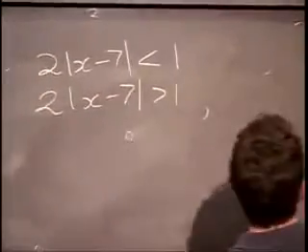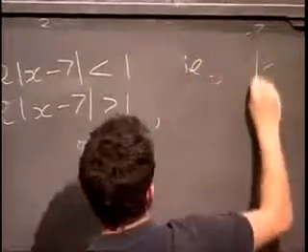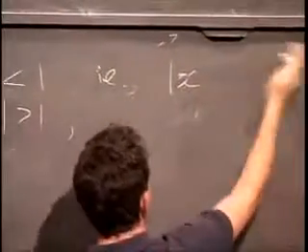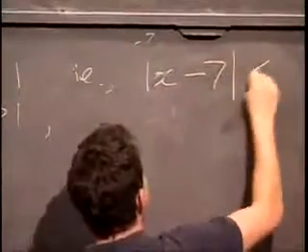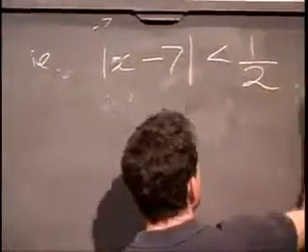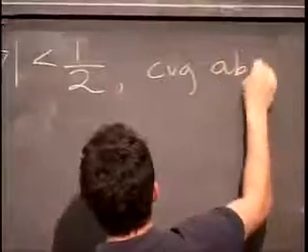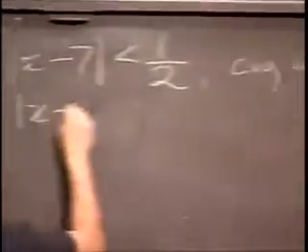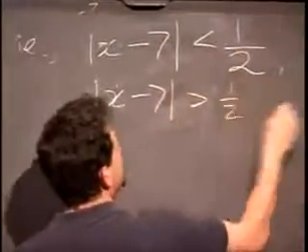Maybe I should have left more space here. That is, absolute value of x minus 7 is less than a half. I just divided by 2. And in this case, absolute value of x minus 7 greater than a half, it diverges.